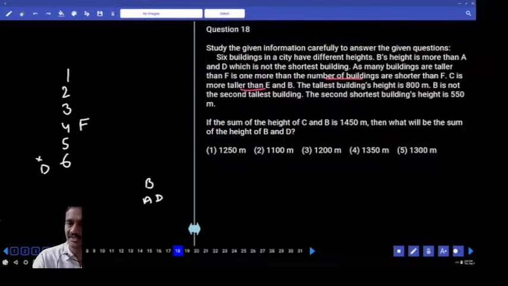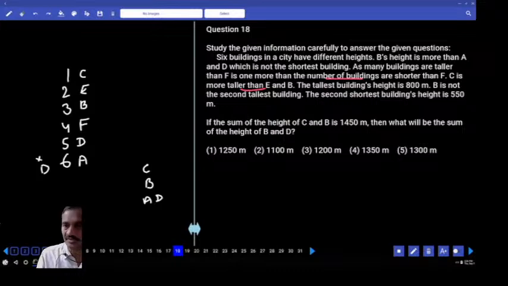C is taller than both E and B. Now C is taller than both E as well as B. And B is not the second tallest. Now B cannot be the second tallest, B is sure. And C is taller than both E and B, C and E will be like this, isn't it? Then A and D cannot be here, D is sure, A is sure.